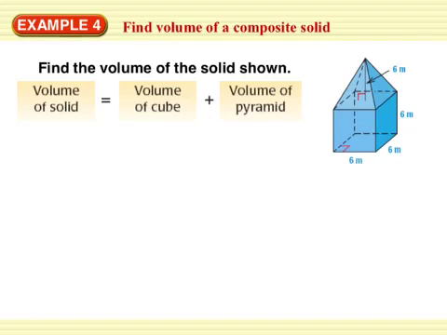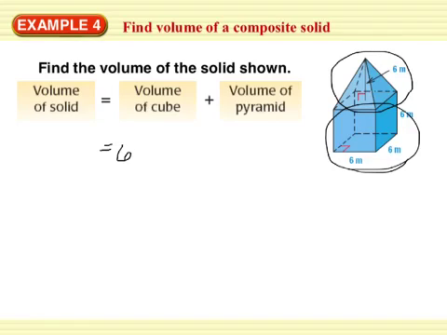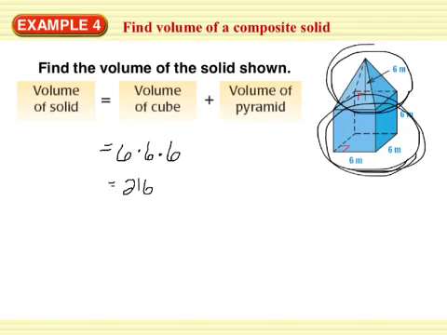All right, moving on. Find the volume of the solid shown. Okay, this is a crazy looking solid. It looks like I have a cube and a square pyramid. Okay, the volume of the cube is easy. 6 times 6 times 6. 6 to the 3rd power. 216. The volume of the solid, I need to find the volume of this and add it to the volume of that.